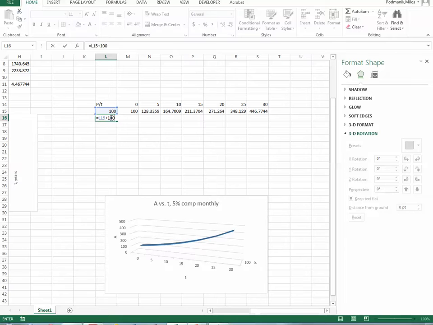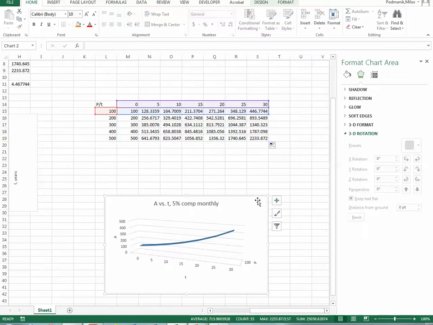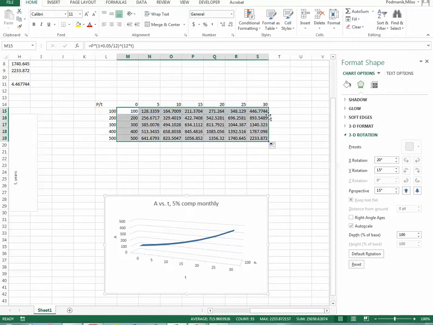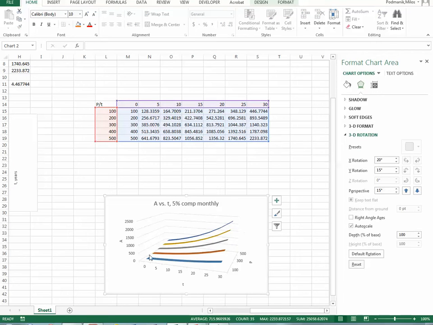So if I add 100 to that, I am going to get 200, and I'll go all the way up to maybe 500 and copy this row down so I can see those different variations. So hopefully by now, we're getting kind of comfortable with seeing this from different perspectives and maybe just generating the 3D graph at once. So there it is.